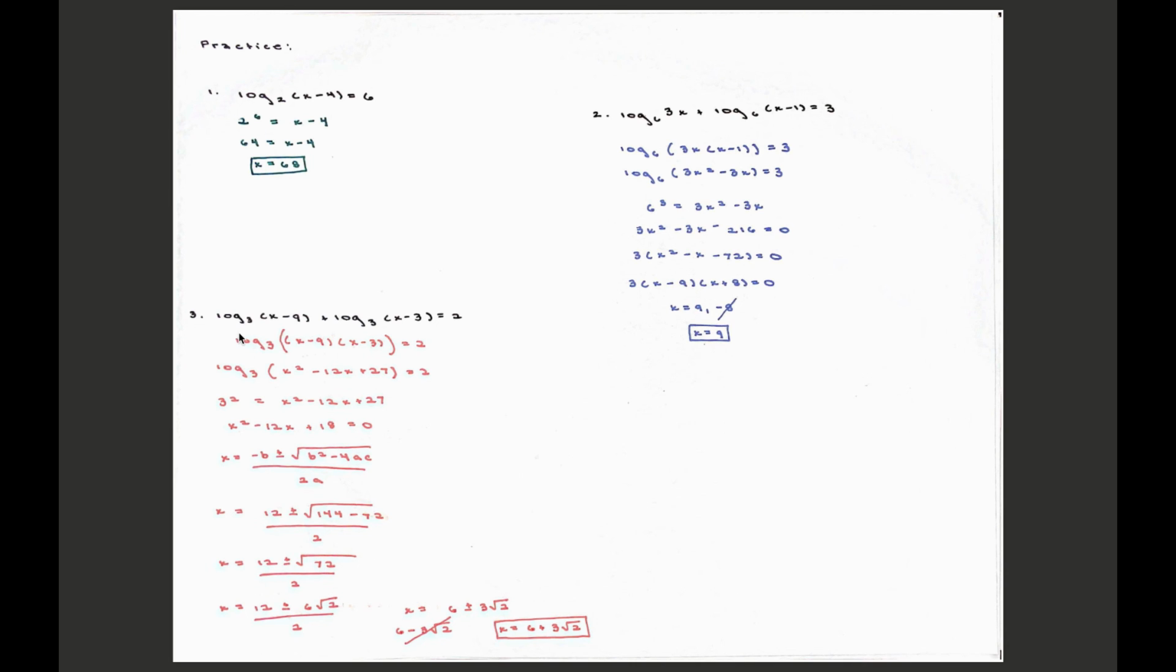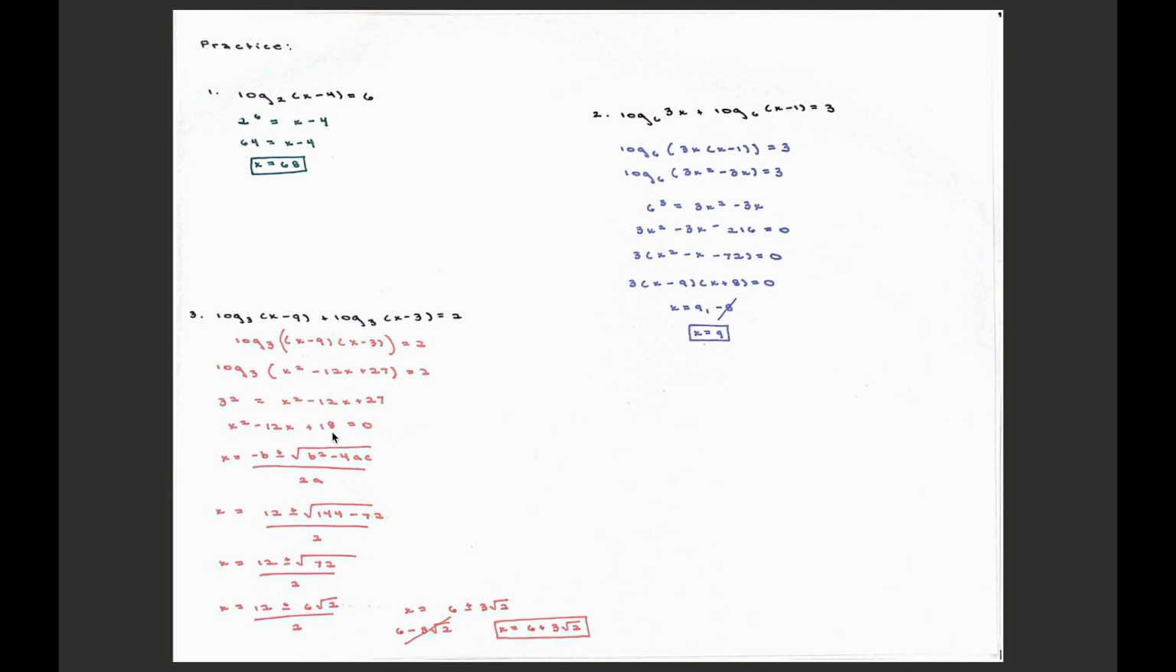For the final problem, I'm going to first condense this. So it's going to be x minus 9 times x minus 3 equals 2. Okay, I'm going to multiply them out. So x squared minus 12x plus 27 equals 2. Now I'm going to take 3, raise it to the second. That's going to equal my value here. I'm going to move the 9 over by subtracting, and I end up getting x squared minus 12x plus 18.